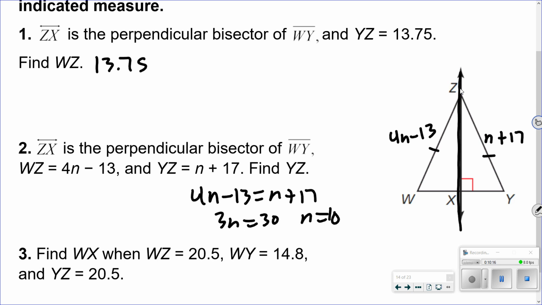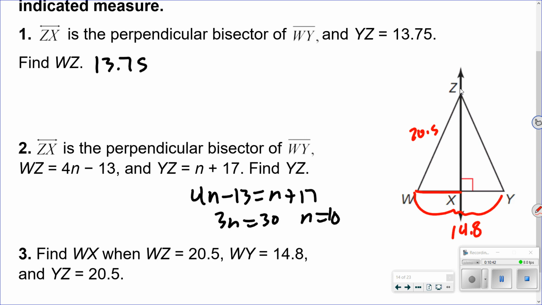Okay, number 3 says, find WX. So we're trying to find WX. That's this segment right here. When WZ is 20.5, WY is 14.8, so this whole thing, and YZ is 20.5. Okay, this is important because we know those two are equal. That means this is the perpendicular bisector. That means that segment has to be half of the whole thing. So if I cut 14.8 in half, 7.4 should be the answer.